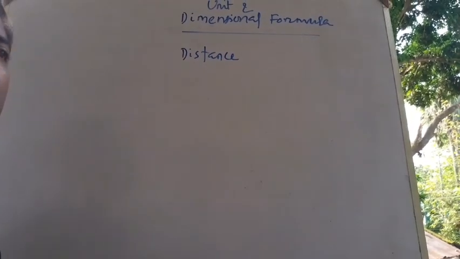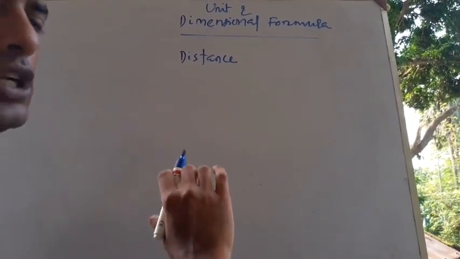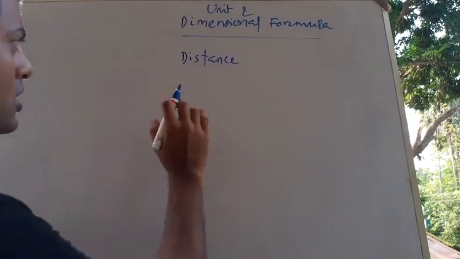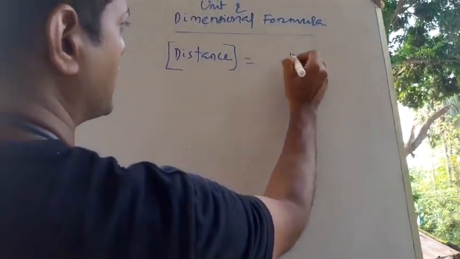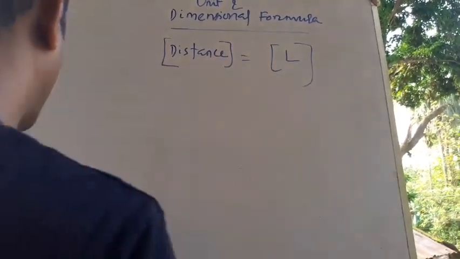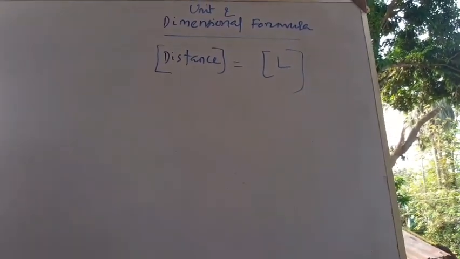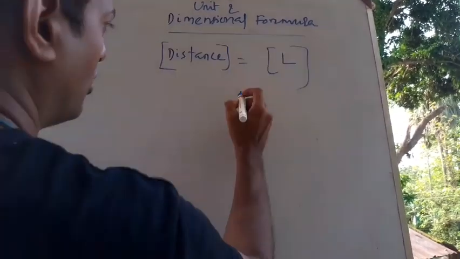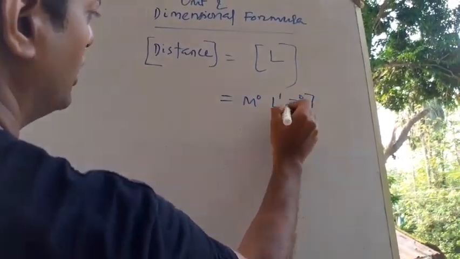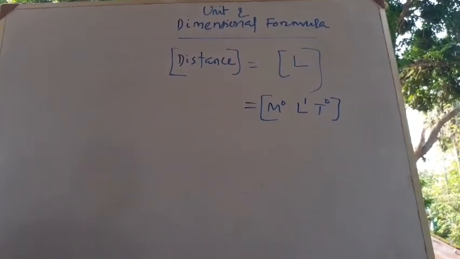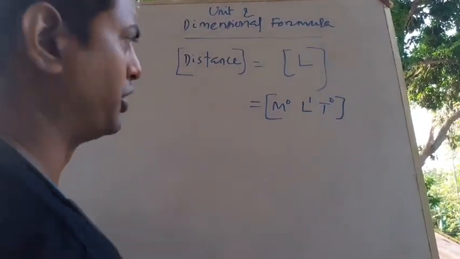Already I have discussed the dimensional formula and unit of distance and displacement in my motion chapter. Still I am saying once again. So the dimensional formula of distance is, distance can be explained using length only. So dimensional formula of distance is L, or else I can write M0 L1 T0. And what is its unit in MKS or SI system? Unit of distance is meter.